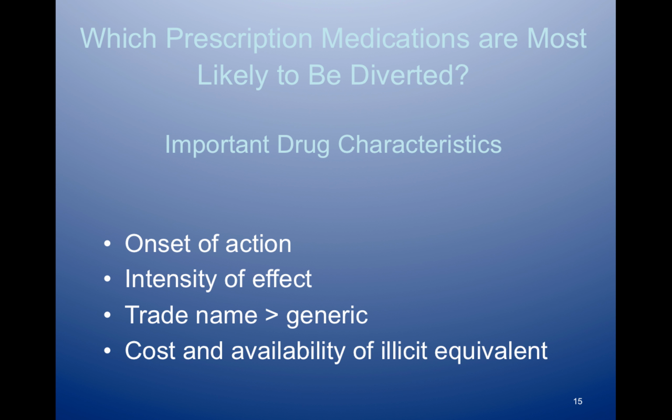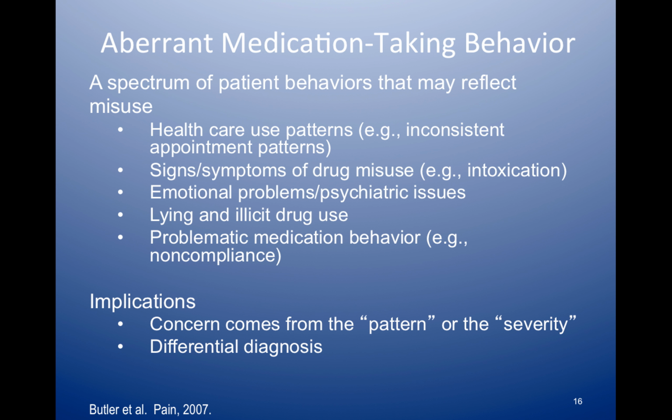So, which ones are more likely to be diverted? Like we went over before, the ones with rapid onset of action, the fast ones, the Xanaxes, the name brands, the ones with intensity of effect. The OxyContin, that's name-brand OxyContin, the Klonopin with the K on it. Along with the cost and availability of the illicit equivalent. So those are more likely to be diverted and misused.